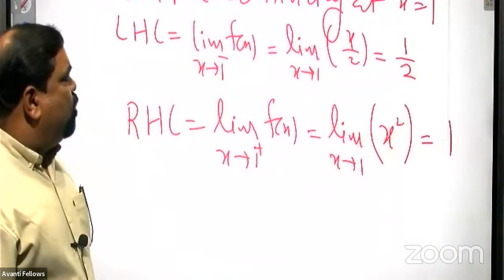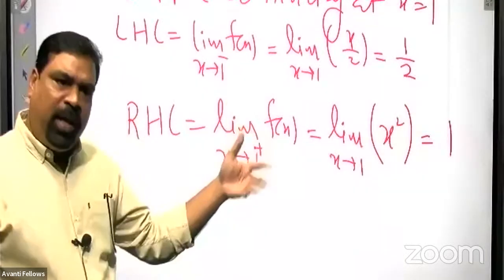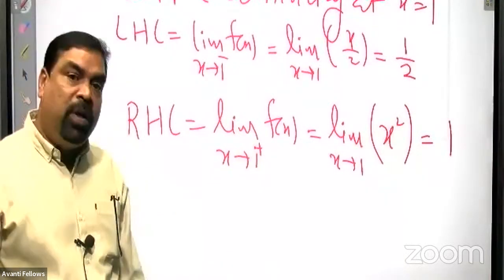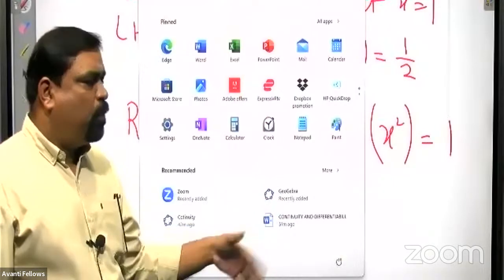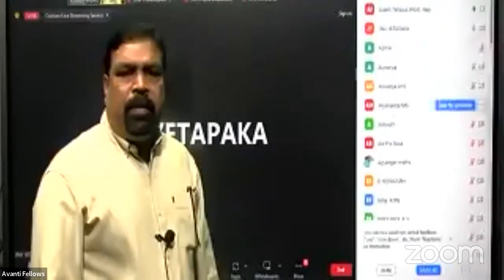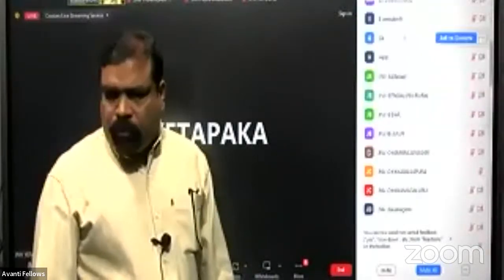So what we can observe is that LHL is 1 by 2 and RHL is 1. So both are not equal. So very clearly the function is not continuous at the point 1. Here LHL and RHL are different, so the function is not continuous at the point. So this is the idea of it.